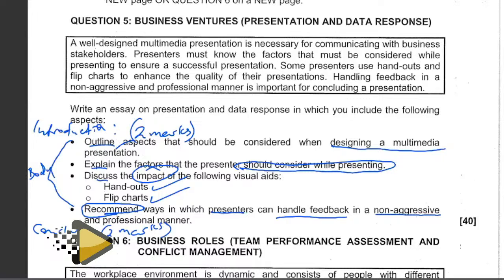Presenters should always be prepared to update or keep the information relevant, and also reflect on any problem or criticism so as to avoid it in future presentations. That is how I conclude. Okay, right, grade 12. So now let's move on to the last question.